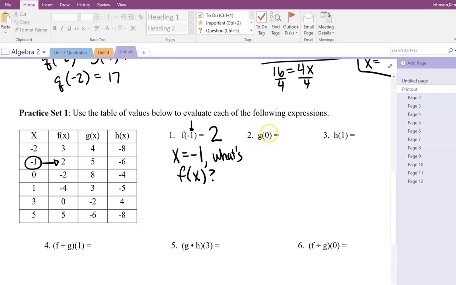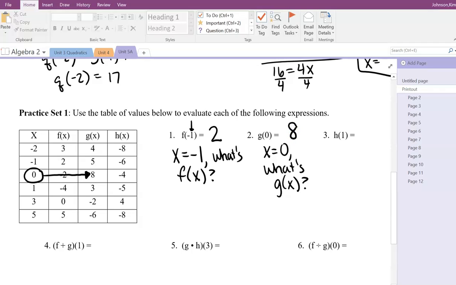Okay, so here, number 2, x equals 0. My question is, what's g of x? So I'm going to erase this so that I'm starting fresh here. I'm going to go where x is 0. And this time I'm going to go all the way over to the output for g of x. So g of x is 8.